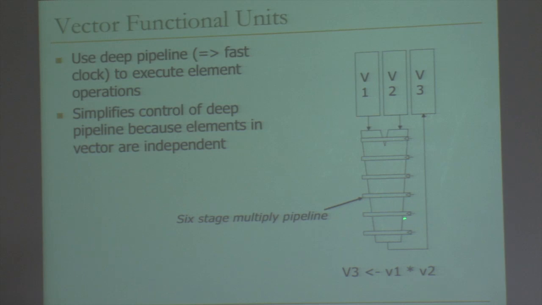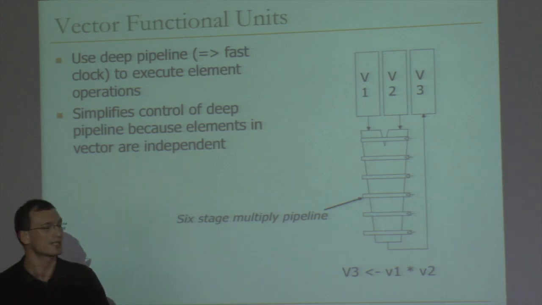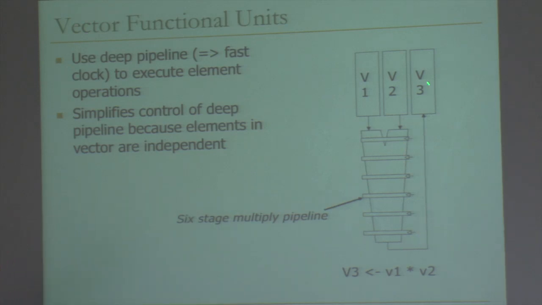The first element is here. The second element is here. Third element is here. Fifth element is here. And sixth element is here. Make sense? You can basically stream consecutive elements from the vector registers into the vector functional unit, and then write it back, stream it back into the destination register.